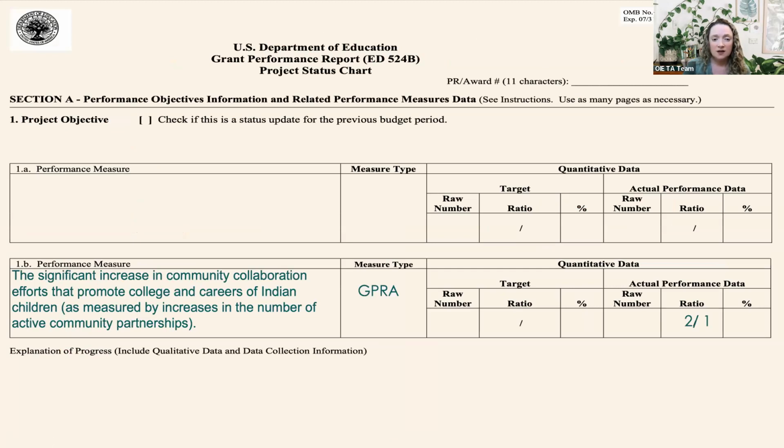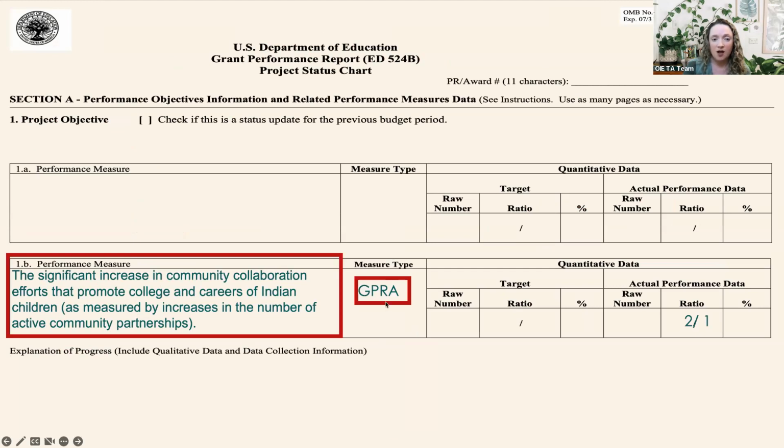Again, the wording in the box, the measure type, GEPRA. Nothing there, no targets for your GEPRA. And then your actual performance data here in the ratio. In this example, we had 2 new partnerships, so it's 2/1.